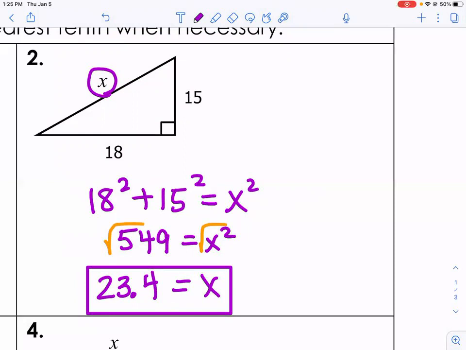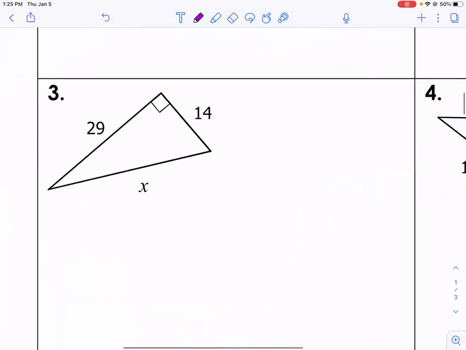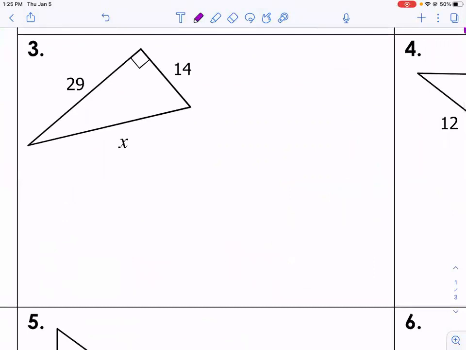You need to do the square root first. You have to do the square root of 549. Okay, try number 3 without me. See if you and your neighbor can get the same answer.